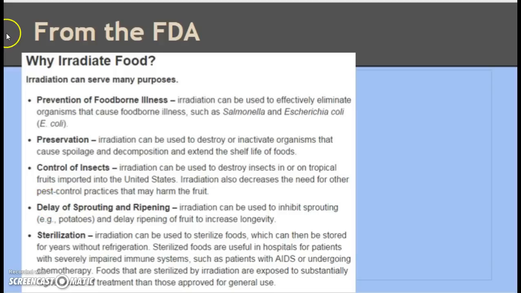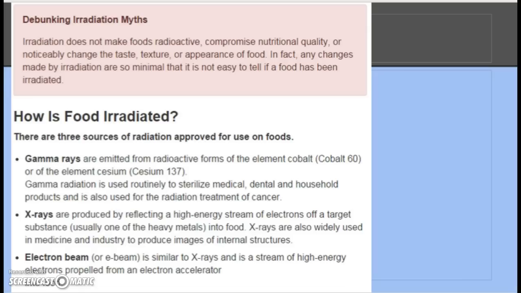And this section is from the FDA. So debunking irradiation myths. And you know, I'm guilty of it too. When we think about radioactive, the first thing we think of most times is like Spider-Man or all the comics or everything that people have made science fiction stories out of. But that's not what happens.